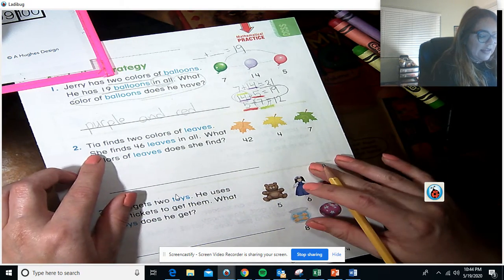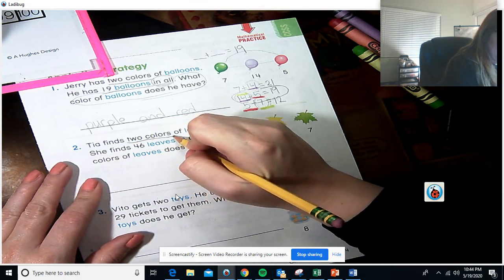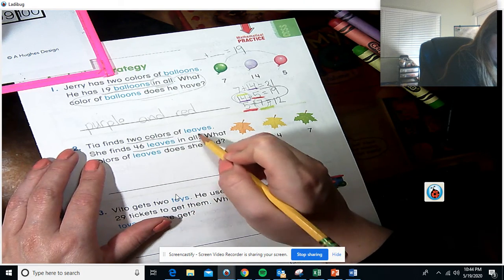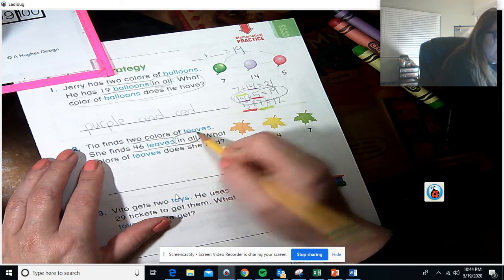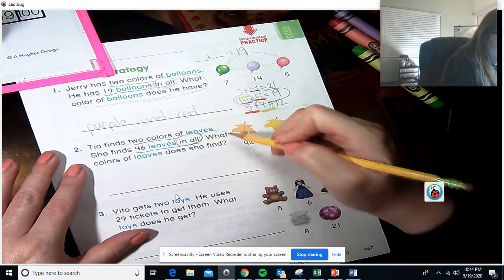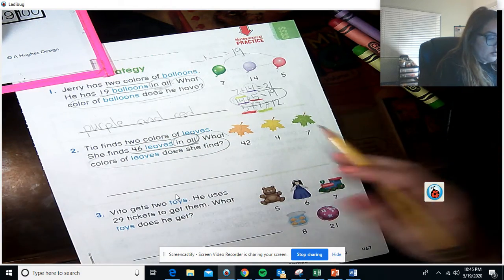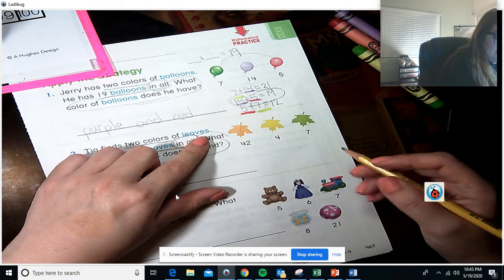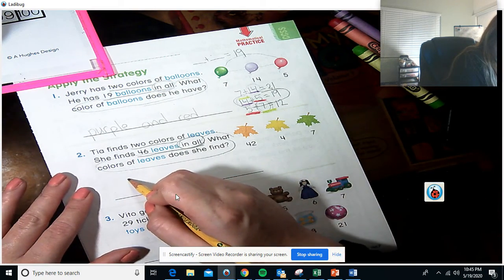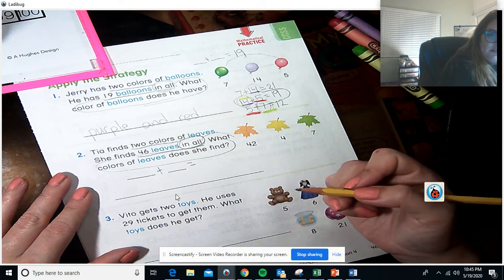Number 2 says, Tia finds 2 colors of leaves. She finds 46 leaves in all. So we know that's going to be addition. What colors of leaves does she find? Okay, so we know that we need to find, let me write it down here. So we need to find blank plus blank equals how many in all?